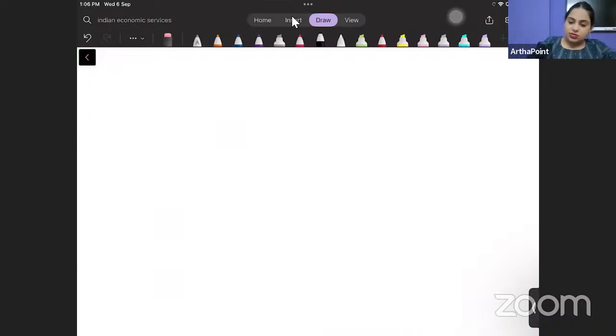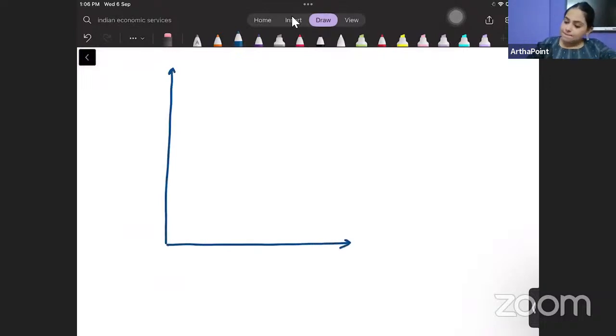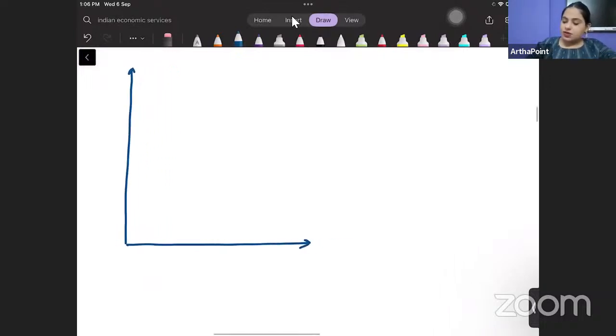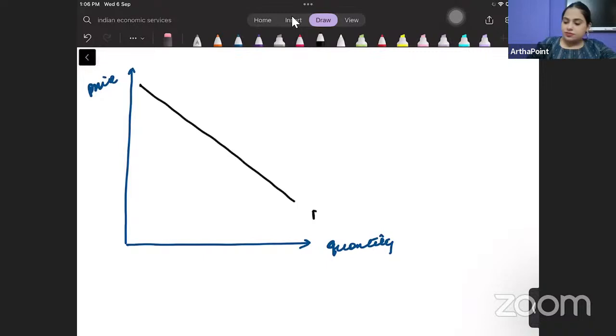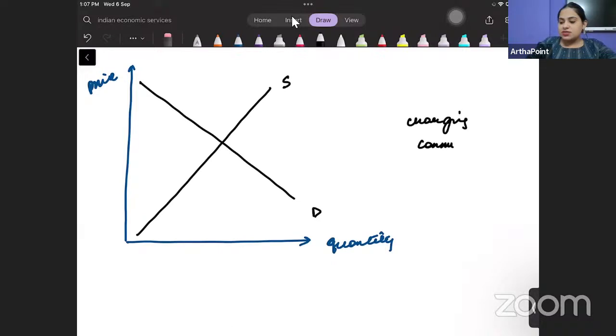अब इसकी बात करते हैं थोड़ी सी. So consider the following. Let's say I have this as quantity and this as price. This is my demand curve and this is my supply curve. Now what I'm doing is I am charging commodity tax.